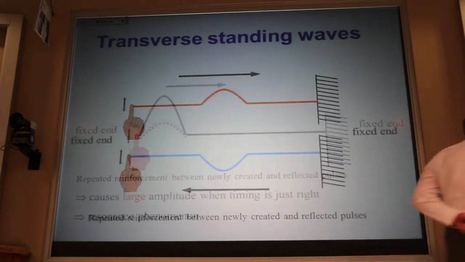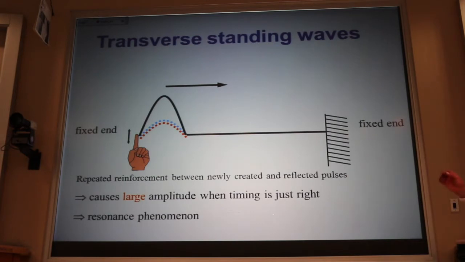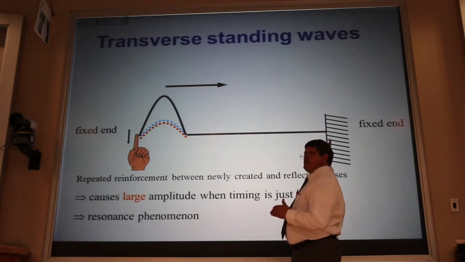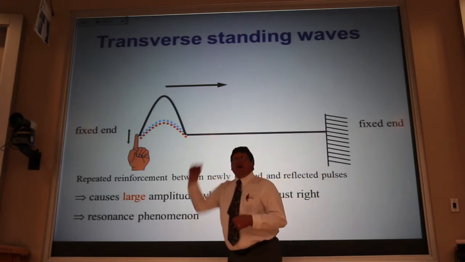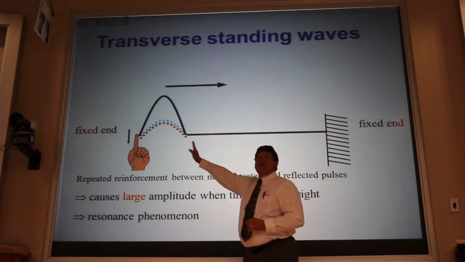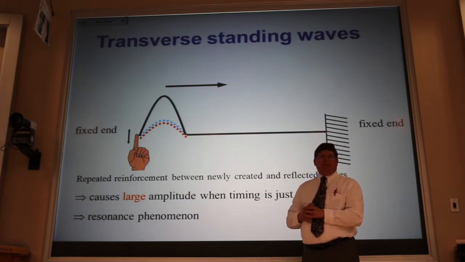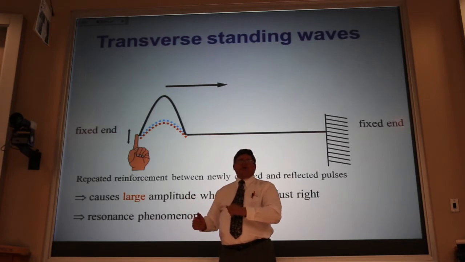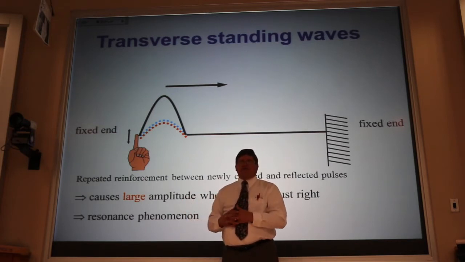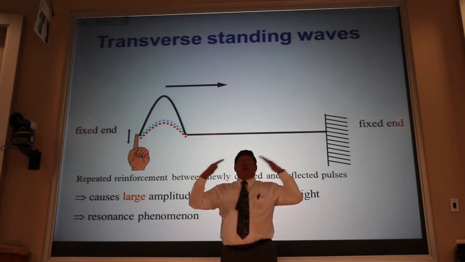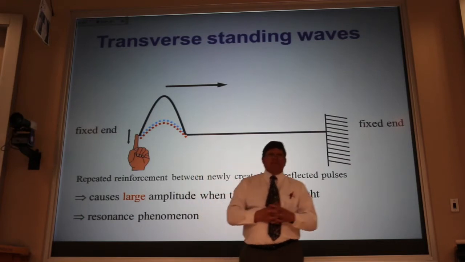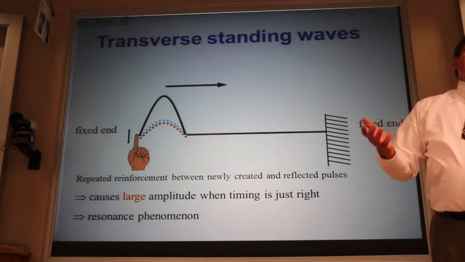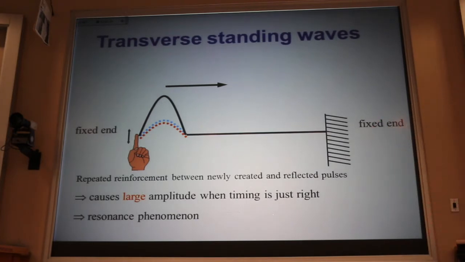Now, if I time things just right, if I wait for the first pulse to get down and back before I send the second pulse, the two pulses will be right on top of each other. And then when they get back, I send a third pulse, and it's right on top of the first two. And then the amplitude will build and build and build. Now I can figure out what frequency is needed with a little simple algebra. Okay?